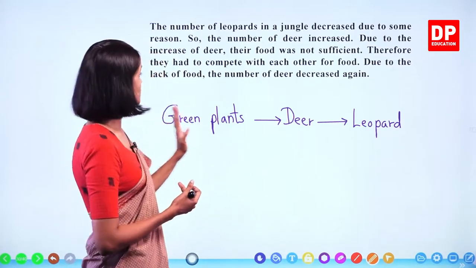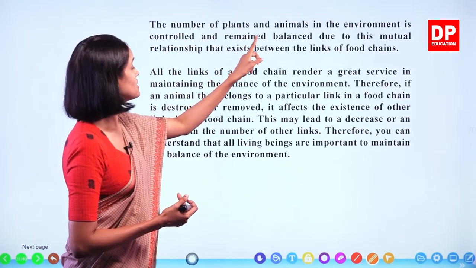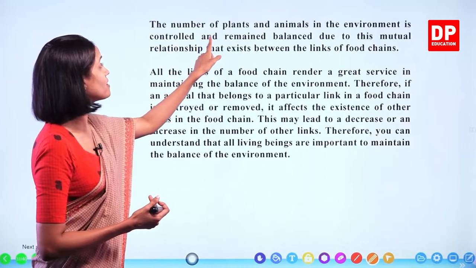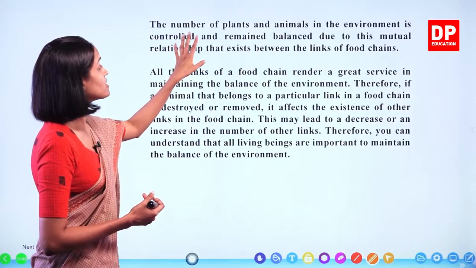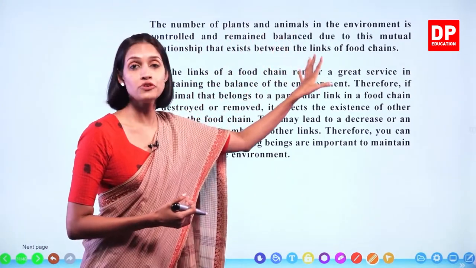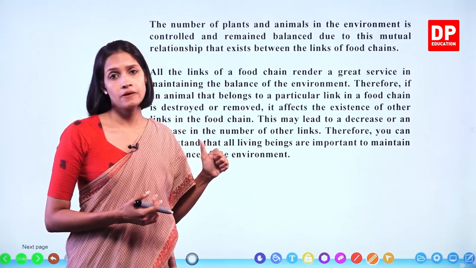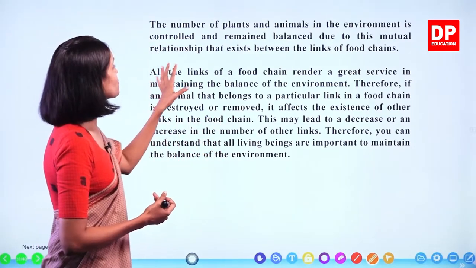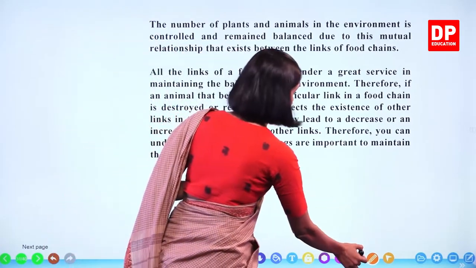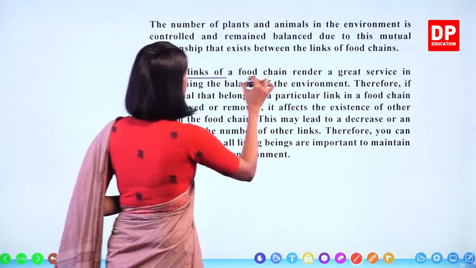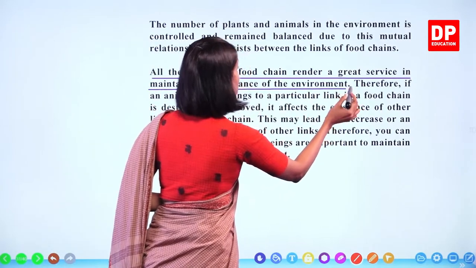Right, children? Okay, so the number of plants and animals in the environment is controlled and remains balanced due to this mutual relationship that exists between the links of the food chain. So all the links are equally important. Right, children? So all the links of a food chain render a great service in maintaining the balance of the environment.